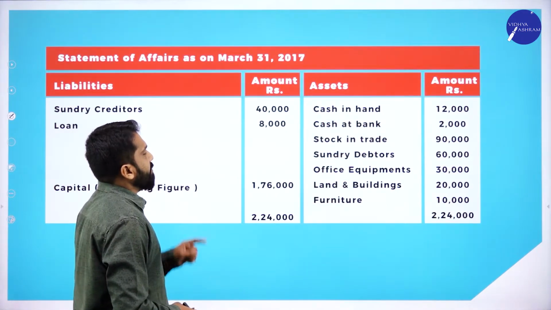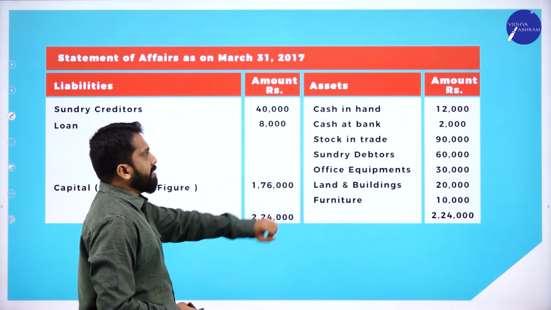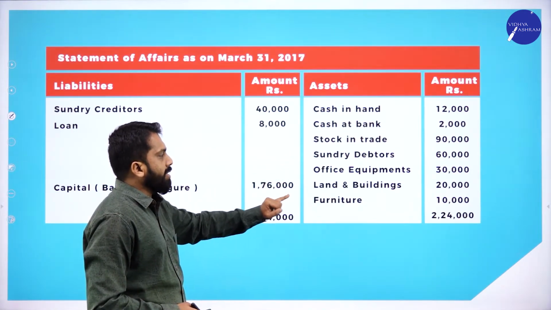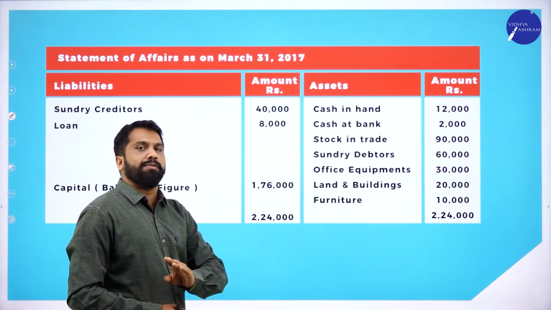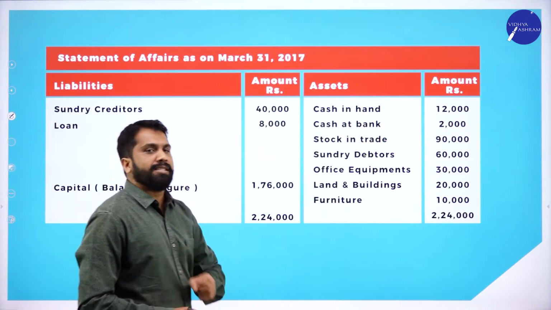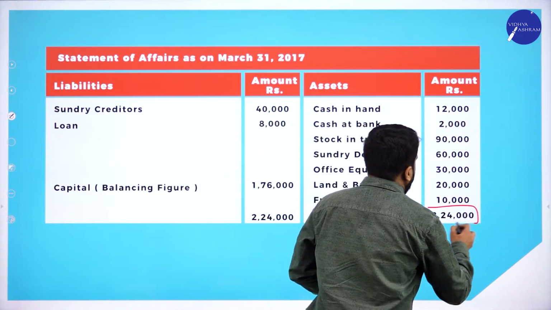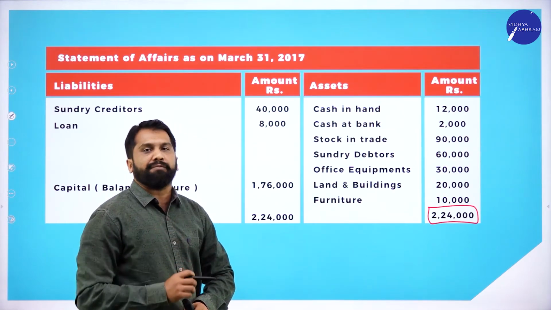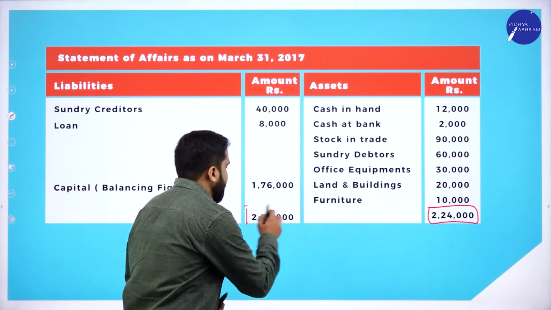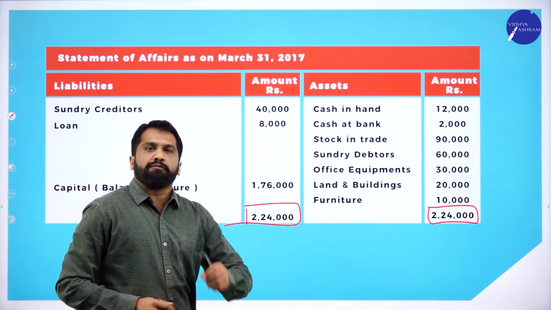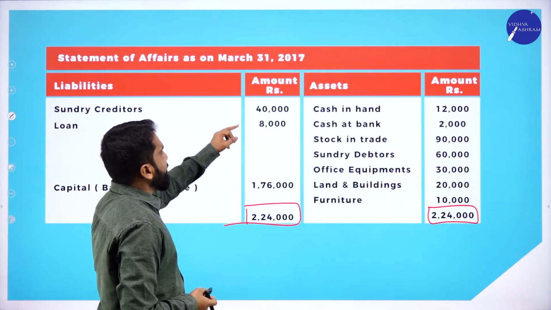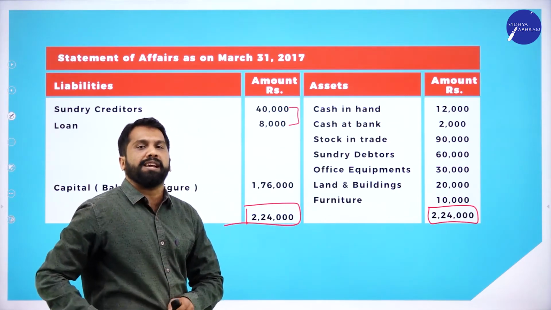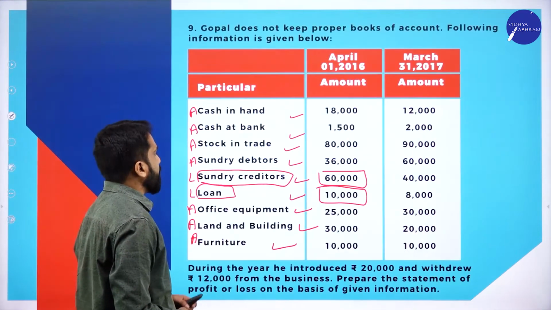So for 2017 we write everything: cash in hand, cash at bank, stock, debtors, office, land and building, furniture. Similarly, what we did for 2016, the same thing we have done for 2017. Add everything, you will get 2,24,000. Write 2,24,000 this side also. From 2,24,000, you minus these two, 40 plus 8,000. Where you have 40 and 8, I'll go back to your question.